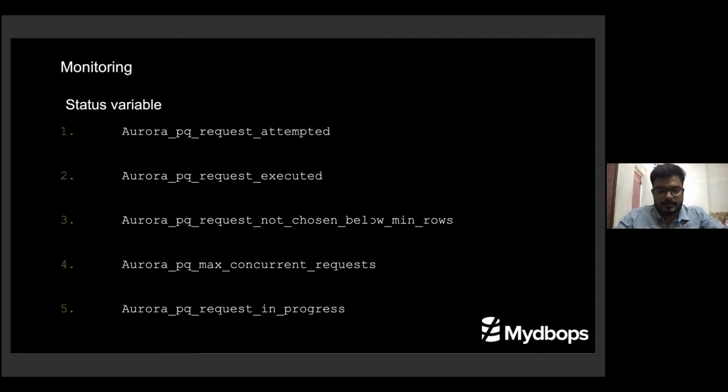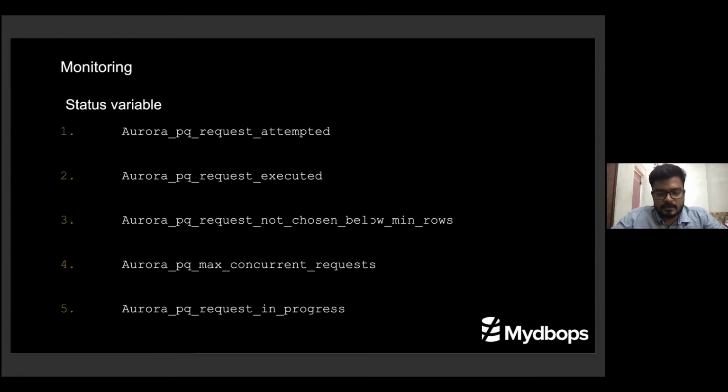Aurora PQ request attempted. That means not all queries will use the parallel query. If a table size is smaller or the number of rows is smaller, it will use the optimized path instead of the parallel query. At that time, the attempts will increase. That means how many queries tried to use the parallel query but couldn't. Then request executed, which means how many queries have been executed using the parallel query mechanism.